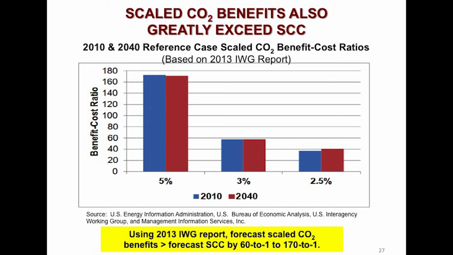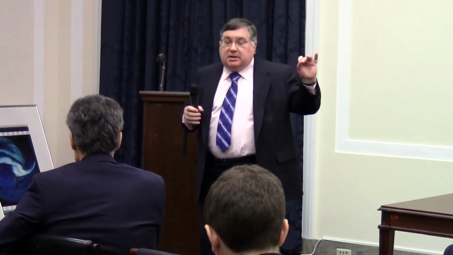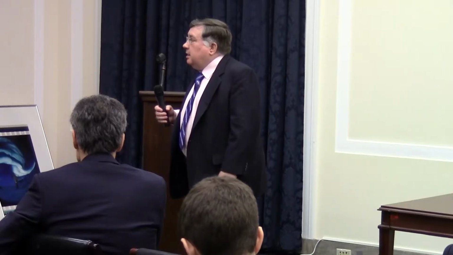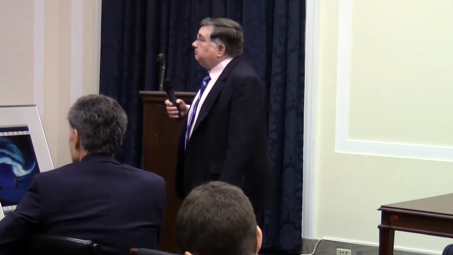And this is what we found, that again, as expected, the benefit-cost ratios are still extremely large. Using the 2013 IWG estimates, benefit-cost ratios are anywhere from 60 to 1 to 170 to 1. Next slide. Using the 2010 SCC estimates from the working group, the benefits are again extraordinarily large, anywhere from 90 to 1 to 400 to 1. Again, so large that the benefits of fossil fuel utilization outweigh the costs so much that the costs are in the statistical noise. Next slide.